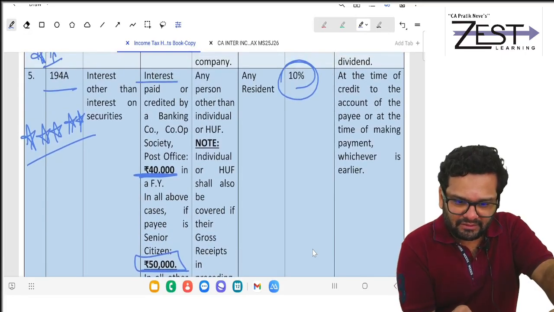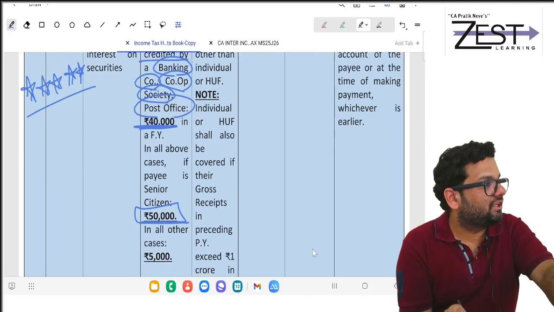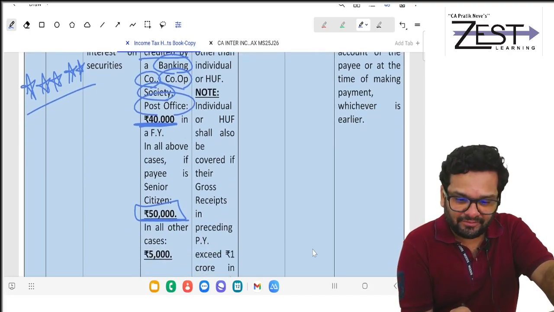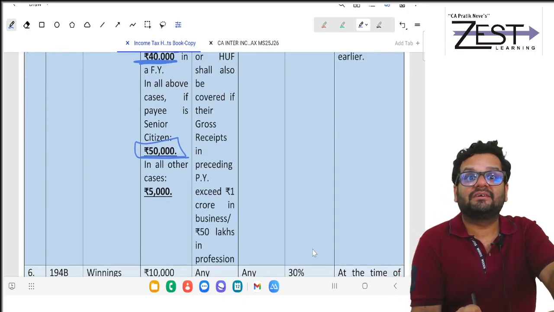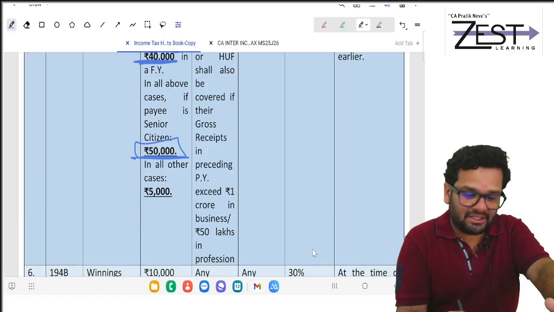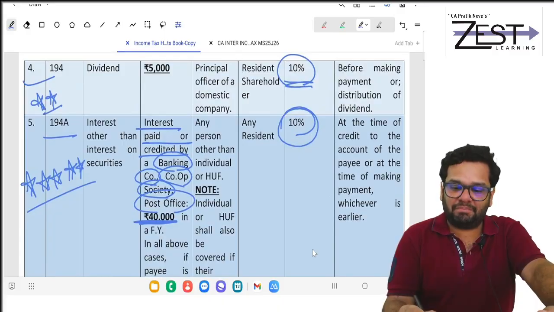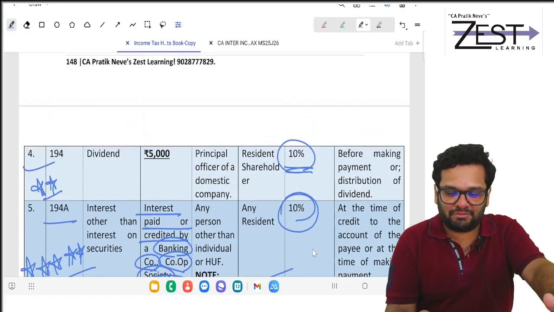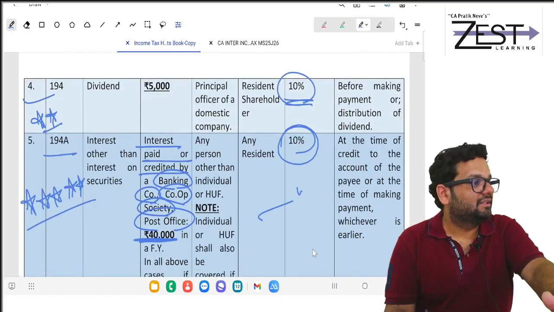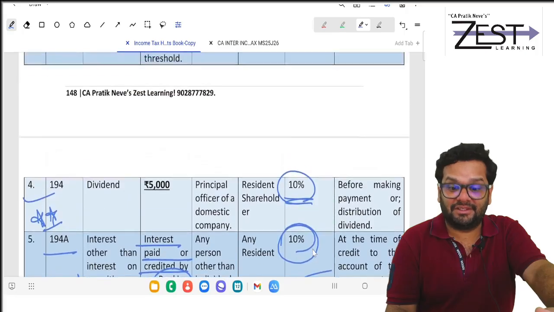Interest paid or credited by banking company, cooperative society, post office: 40,000 in FY, and in all above cases, if payee is senior citizen, then 50,000. In all other cases, 5,000. Everywhere in the payee column, you can neglect reading who is payee. That's fine. Who is payer is critical.